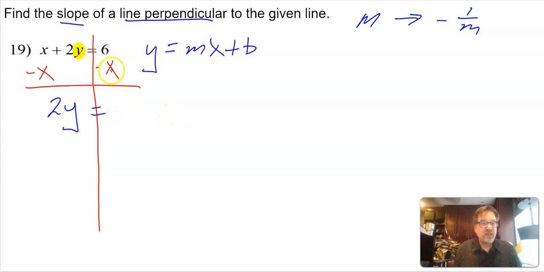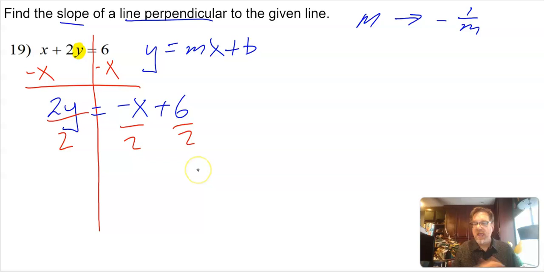So we can't do the 6 minus x. So I can't combine them. So I'm going to say negative x plus 6. It's a positive 6, so we write it down. The y still isn't by itself. That 2's got to go away. So I'm going to divide by 2, divide by 2, divide by 2. Everything gets divided by 2.